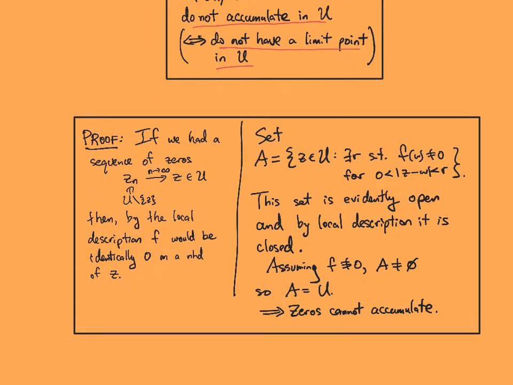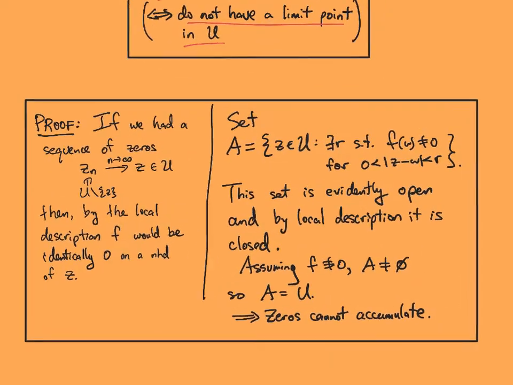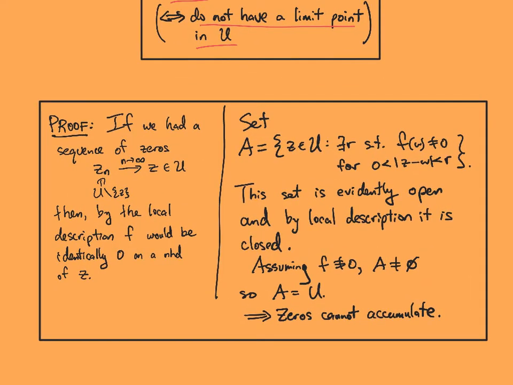So how is this proven? Well, first, we just want to point out that if we had a sequence of zeros inside the domain that converged to a point in the domain, then we would have non-isolated zeros. And so by our local description, f would have to be identically zero on a neighborhood of such a point in the domain. So that's the local aspect. Then the more global aspect is the connectedness.